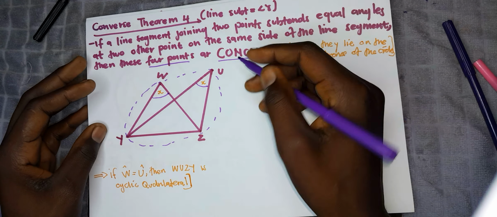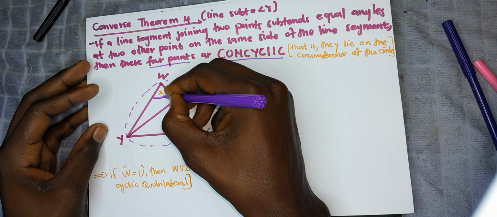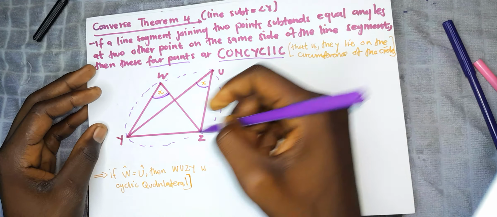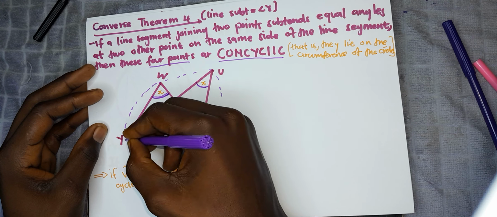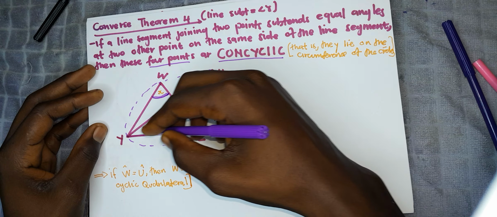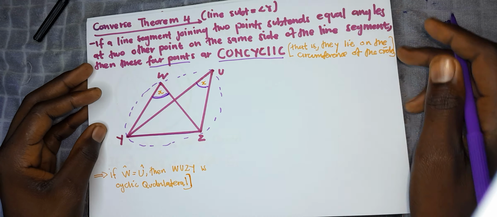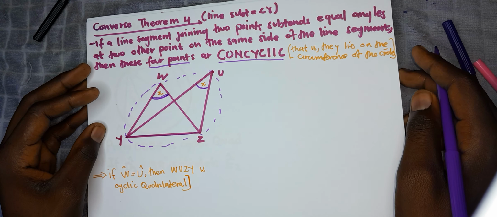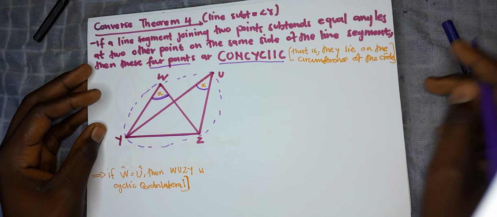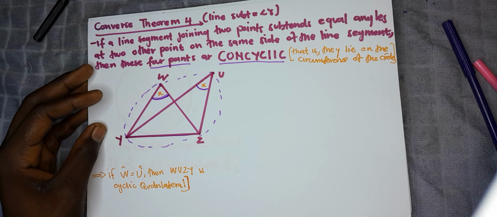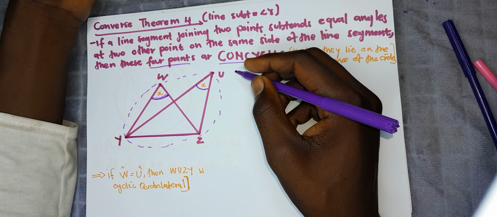So if you know that this particular angle is equal to this particular angle, and they are subtended by the same chord, you can conclude that the points W, U, S, Z touch the circumference of the circle. And if they touch the circumference of the circle, what can you conclude? You can conclude that this is a cyclic quadrilateral. They're going to ask you to prove that it is a cyclic quadrilateral. Why do we say so?